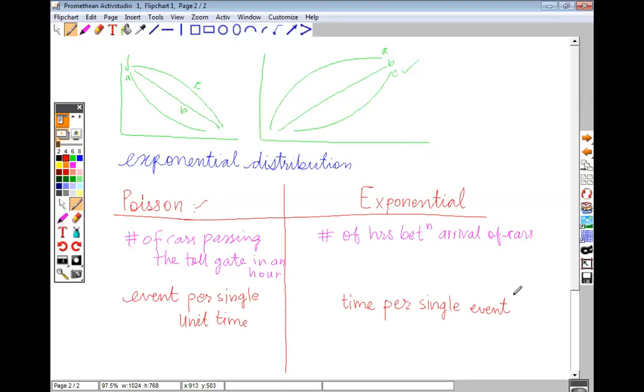So again, we know that Poisson is a discrete distribution, and exponential is a continuous distribution. But we know that they both, in a way, act as if they're inverse of each other. So how could it be the case that one is discrete and the other is continuous? Does anyone have the answer to this? Has anyone ever thought about this?